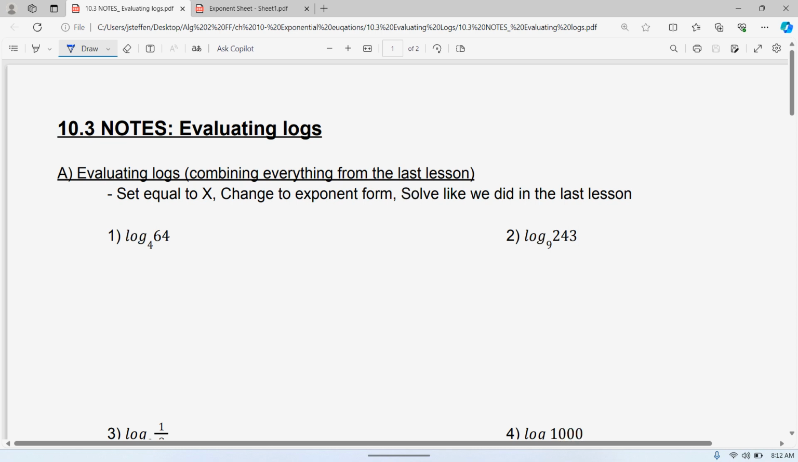Evaluate that. Later on, in the next lesson, which will start on Wednesday, we're going to do a little bit more of a deep dive into how you can use logs to solve exponentials. So we'll get into that a little bit later. But today, evaluating logs and doing some of those log properties.